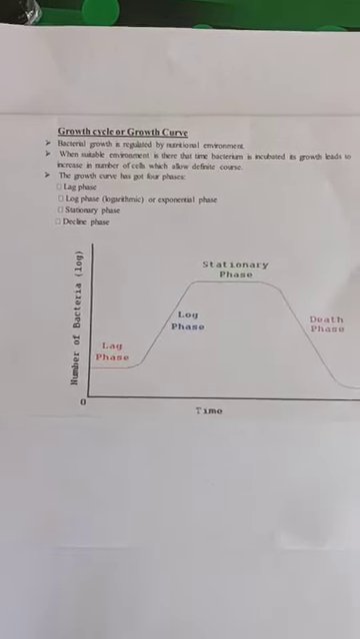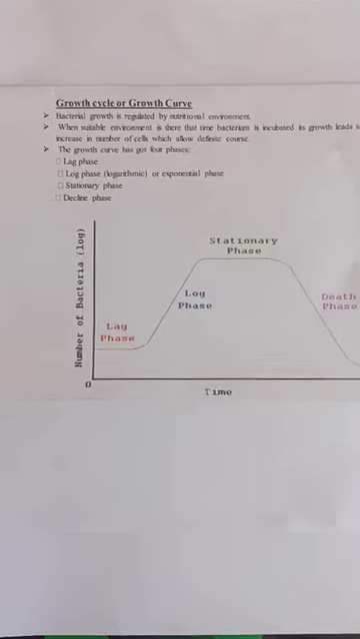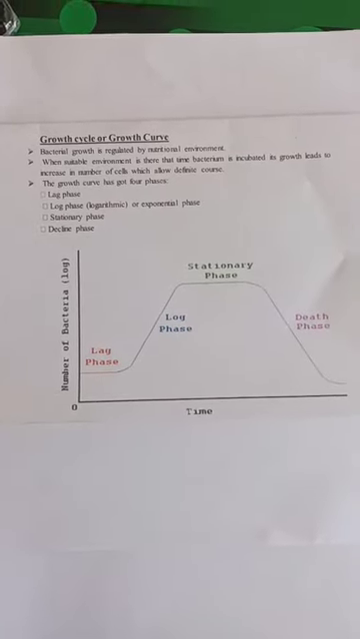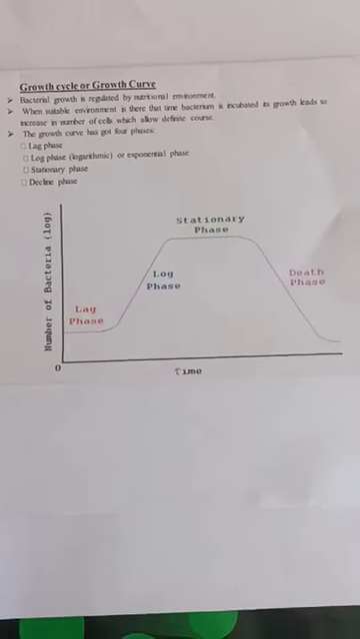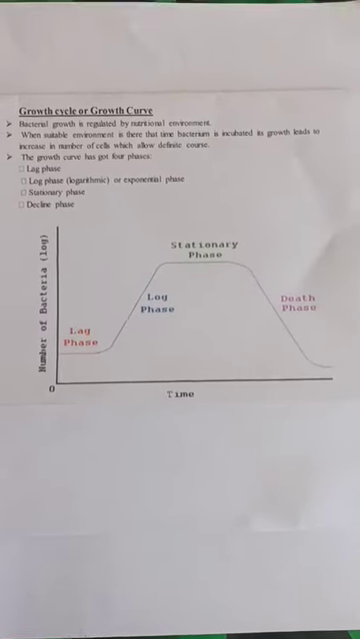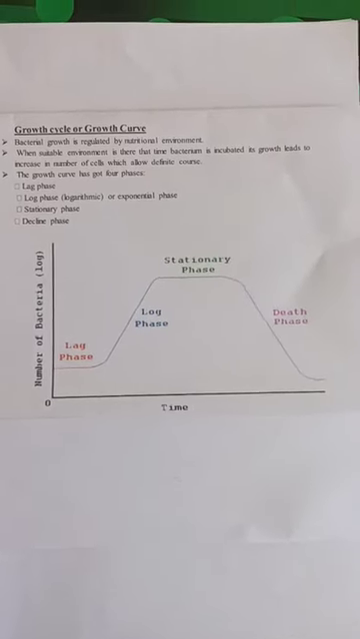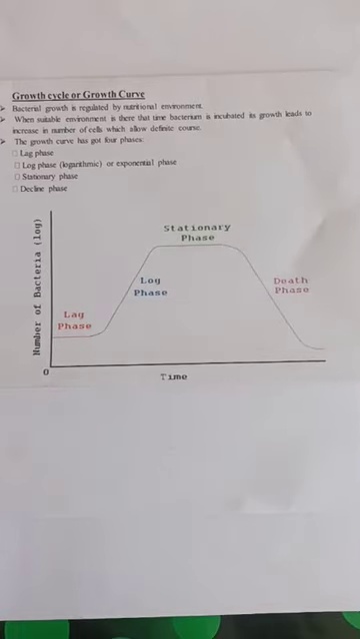Then the third one is stationary phase. Stationary phase is due to a growth limiting factor. This is mostly depletion of a nutrient and/or formation of inhibitory products such as organic acids.